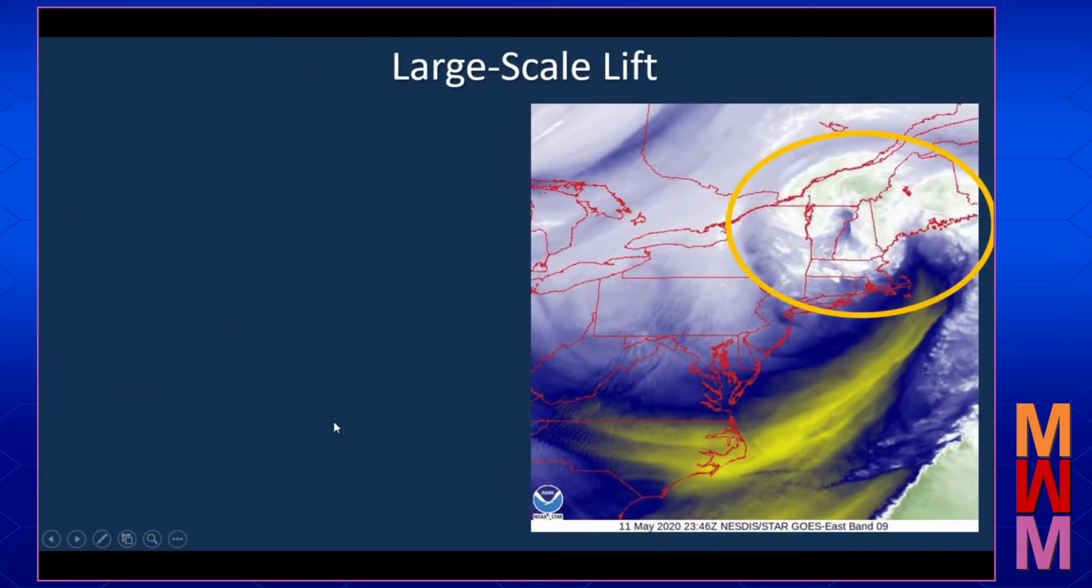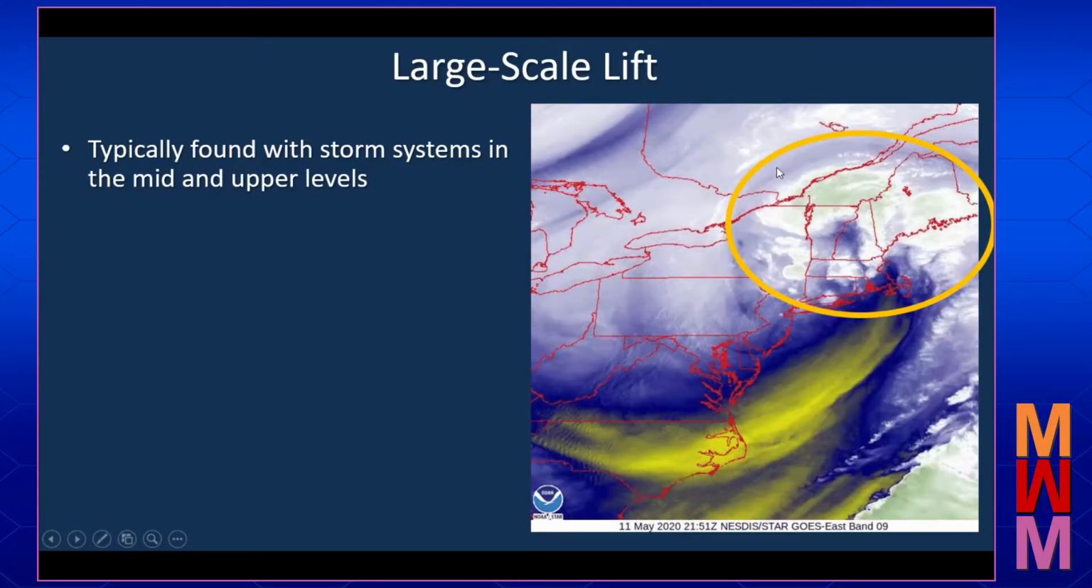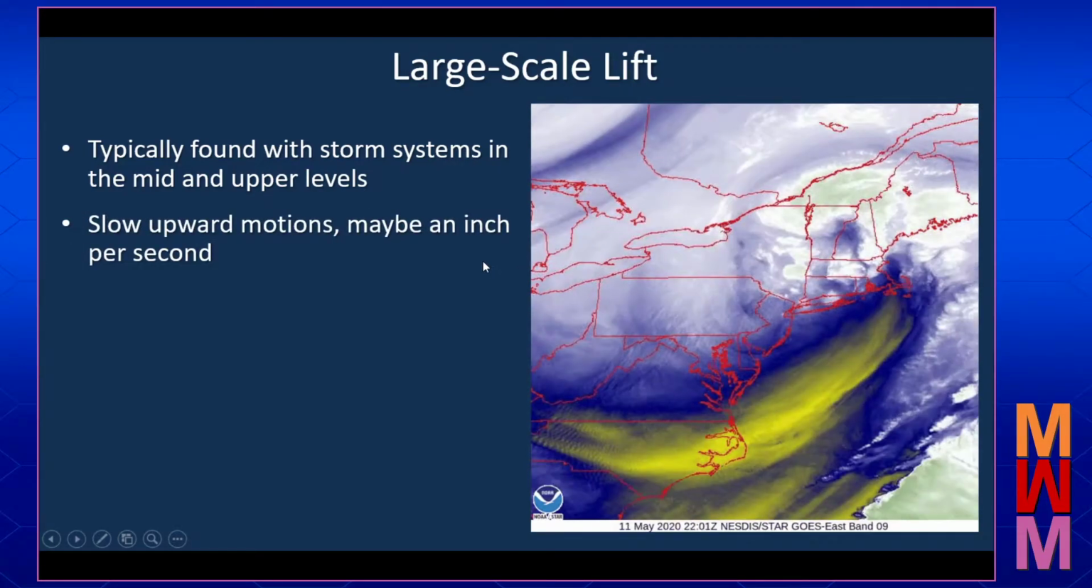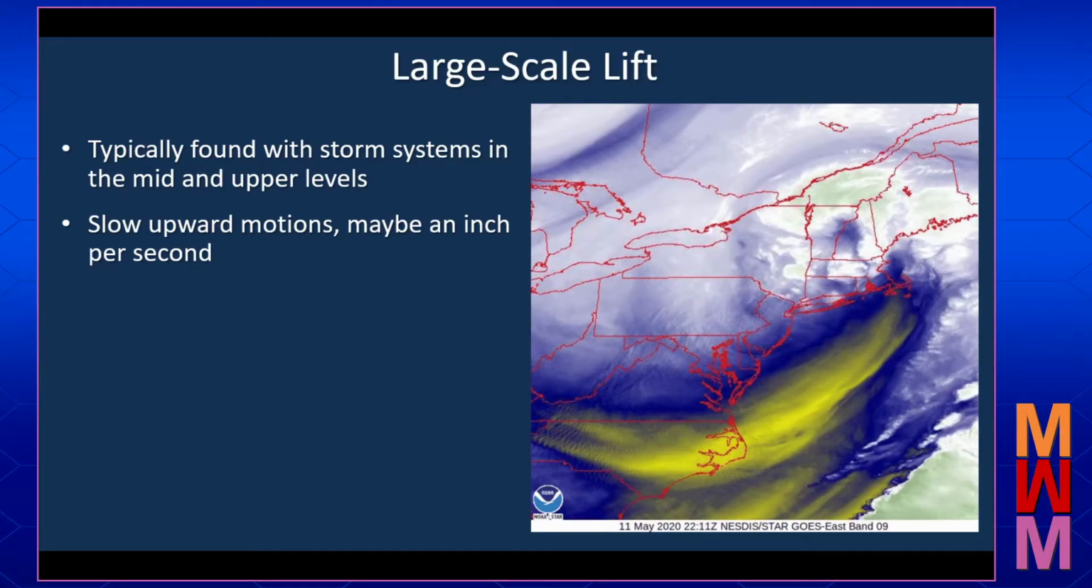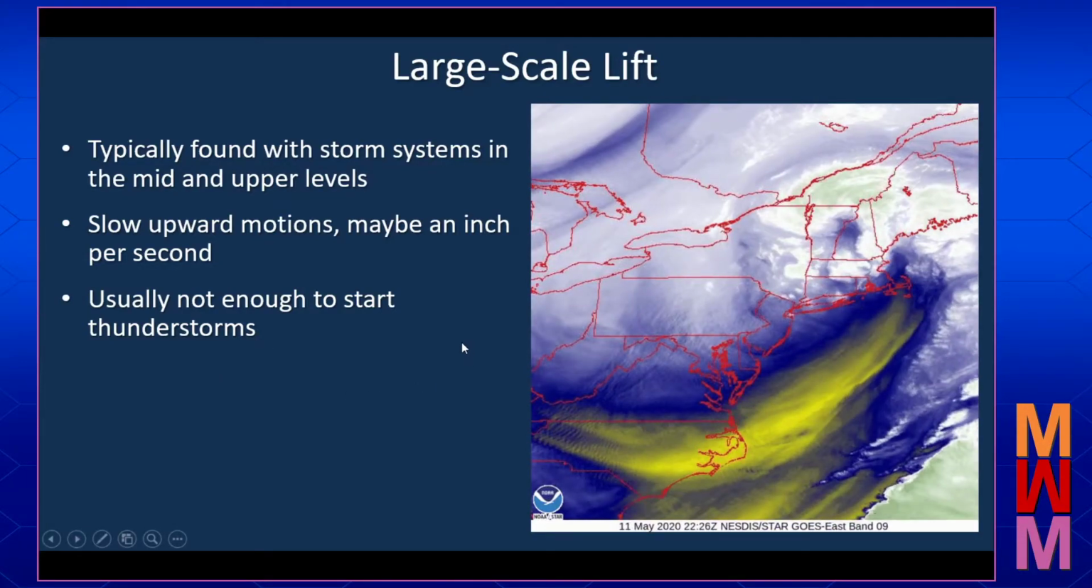The first is large-scale lift, and this is the lift or the rising motion that is normally associated with the large-scale storm systems, the mid and upper-level storm systems moving across an area. Now, the upward motion in these large-scale storm systems is pretty slow. It's maybe an inch per second or so, and at that speed, it's probably not going to be enough to actually start updrafts, to start thunderstorms on their way. However, this large-scale lift can still play an important role in thunderstorm development.